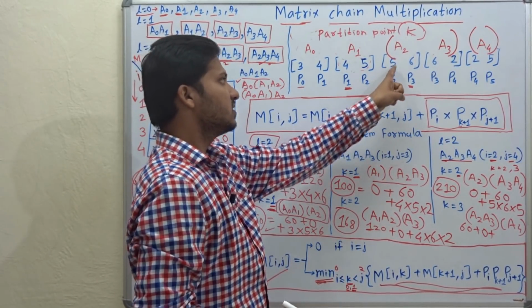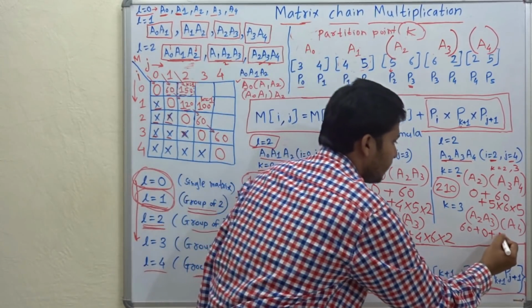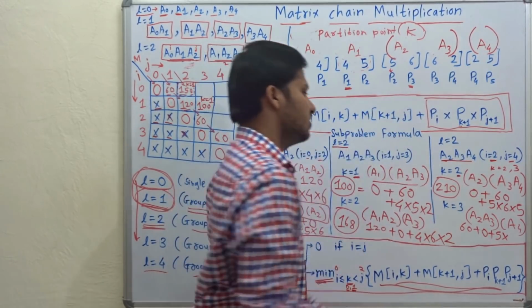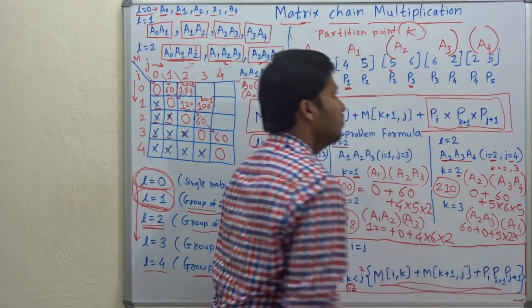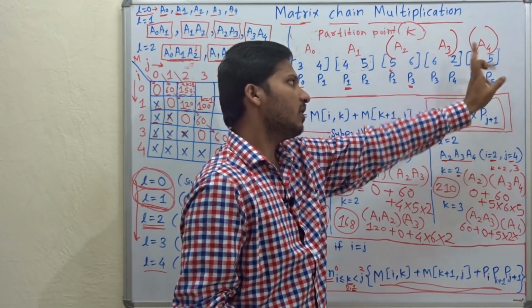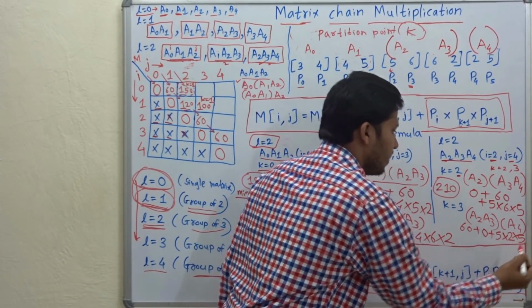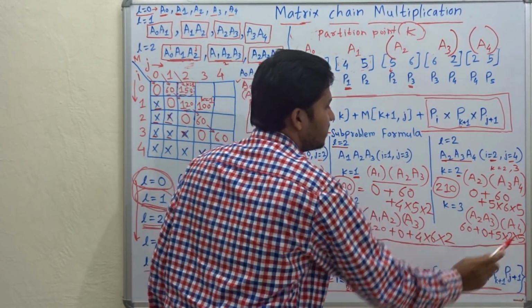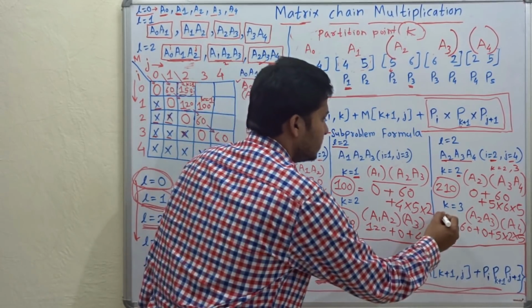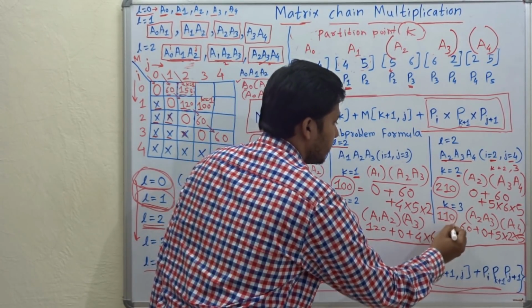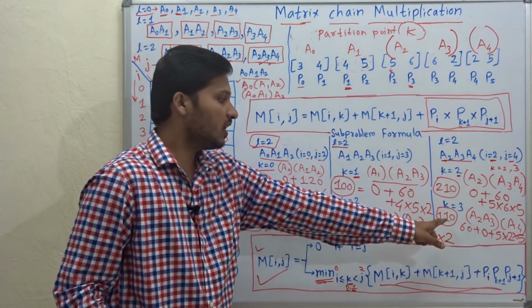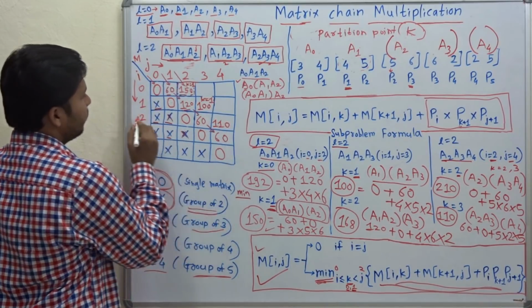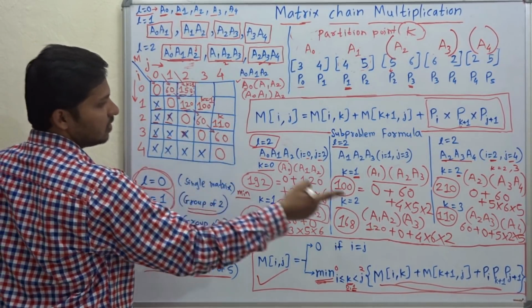What is the first dimension in the first partition? That is 5, into the first dimension in the second partition, that is 2, into the last dimension in the second partition, that is 5. So 5 into 2 into 5. 5 into 2 is 10, into 5 is 50. So 50 plus 60 is 110. What is minimum? 110 is minimum. So I write here 110 for 2 to 4 and k is equal to 3.